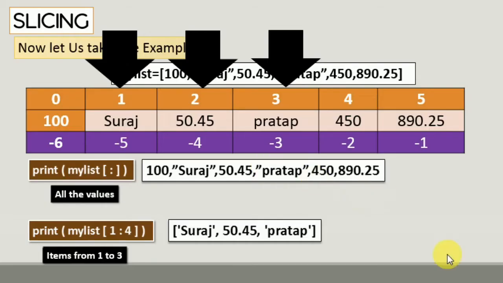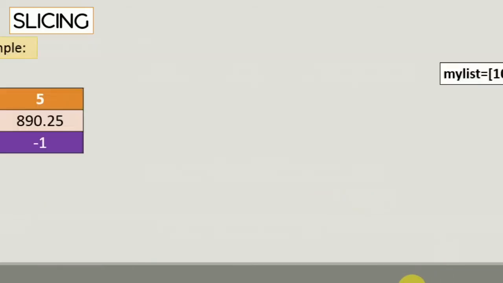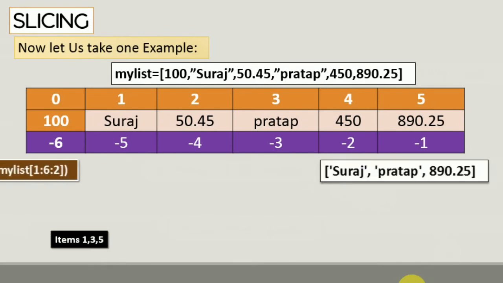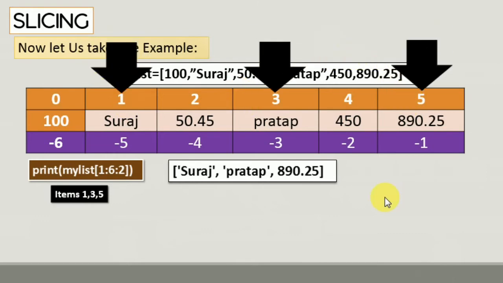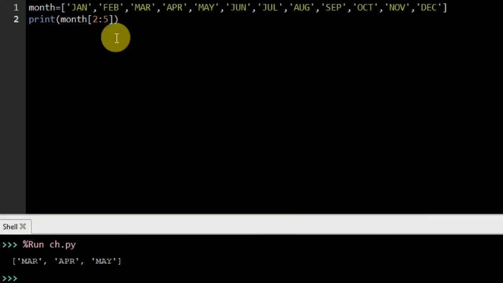Now I move to the next example, here it is. Now I need to display 1:6:2. That means now I increase the increment. Now it is not going to jump one place, it will jump 2 places. That means it starts from 1, then jumps to 3, and then jumps to 5. It will display these 3 values. It will show in Python the same answer, March, April and May.